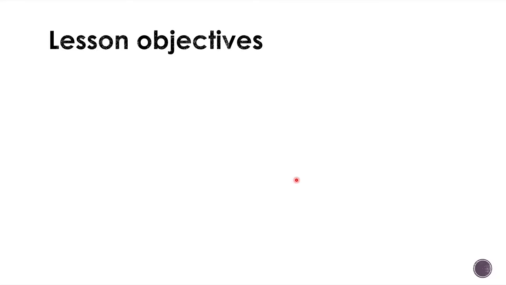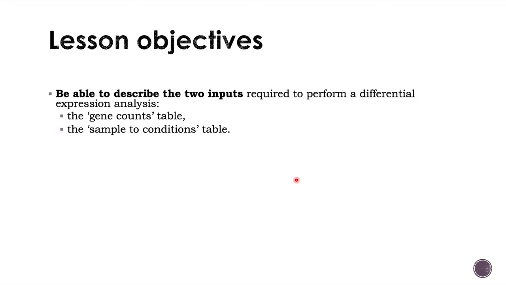In this lesson we will explain several things. First, you will be able to describe the two inputs required for a differential analysis using the DESeq2 package from R. First, we will see the gene counts matrix that summarizes how much each gene is expressed in each sample. It consists of a lot of rows, one per gene, and a lot of columns, one per sample. Secondly, we will see the sample to conditions table that links each sample to its experimental condition. For example, samples that belong to the same condition as the control condition will be related and shown in this table.